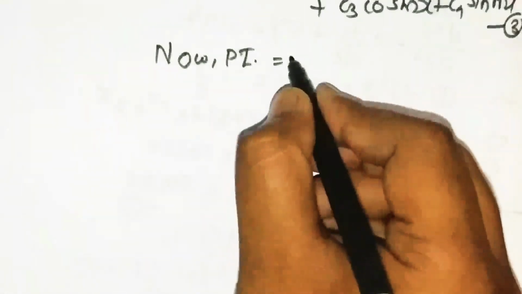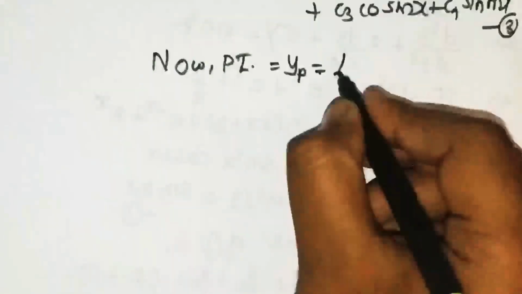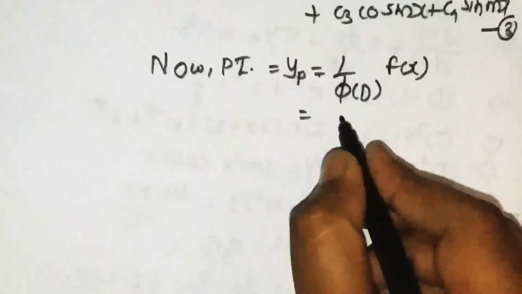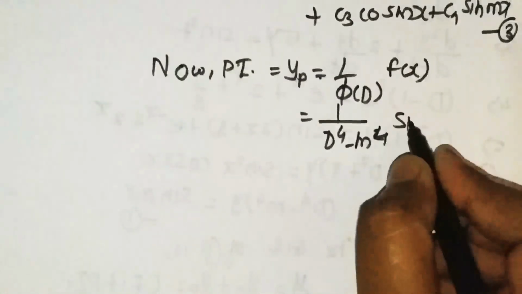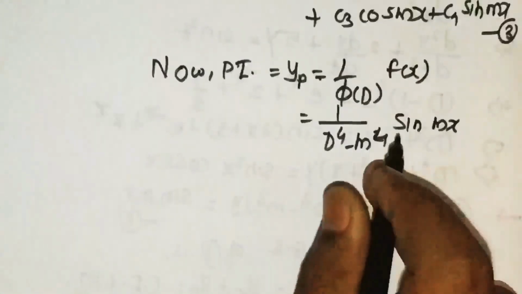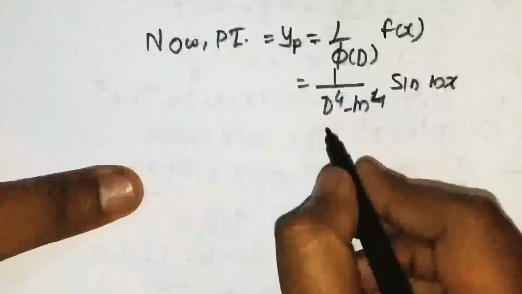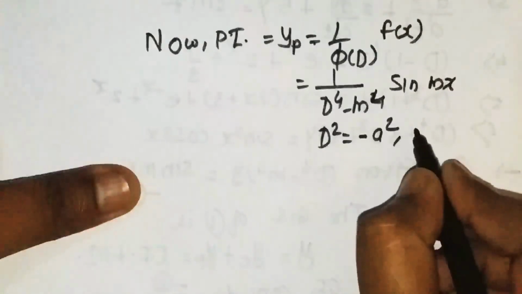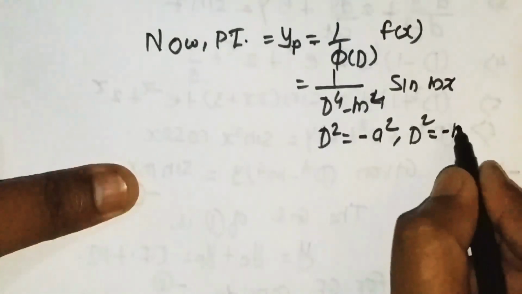The particular integral PI, which we denote by yp, equals 1 upon phi of D times f of x. This is the definition for the particular integral. Phi of D is D raised to 4 minus m raised to 4, and the right hand side function is sin mx. So we have sin here, right? So we are going to use case number 2. In case number 2, we replace D square by minus of a square. Here a is m, so we replace D square by minus m square.